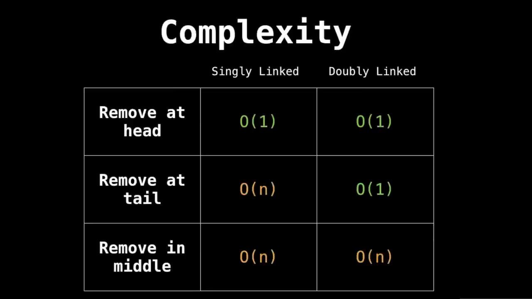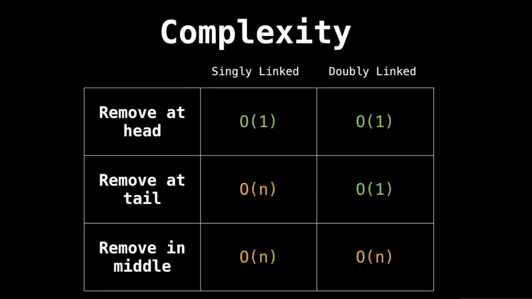To remove the head of a singly linked list and a doubly linked list is also constant time. Again, because we have a reference to it, so we can just remove it and advance the head by 1. However, removing from the tail is another story. It takes linear time to remove elements from a singly linked list. Can you think of why?